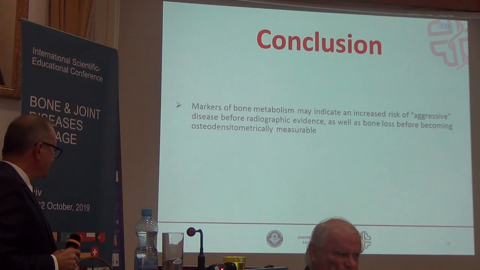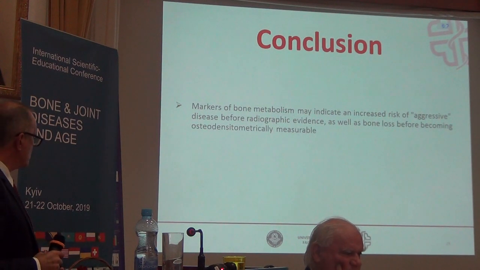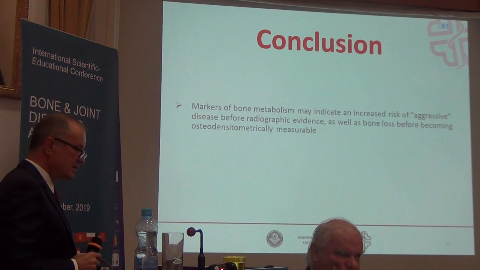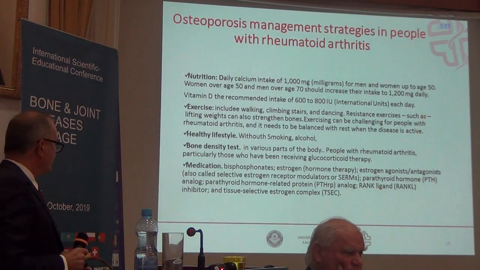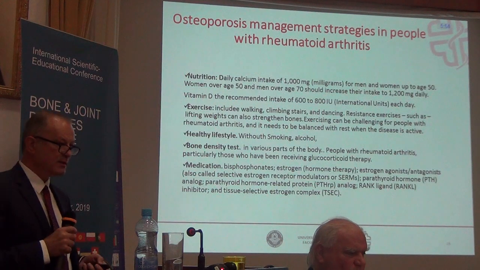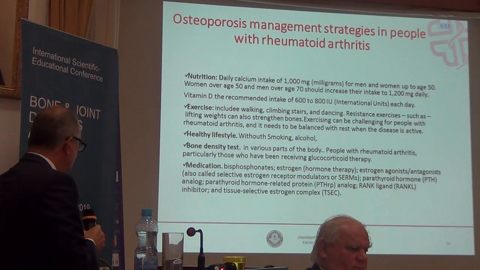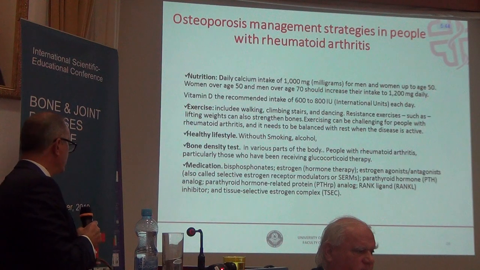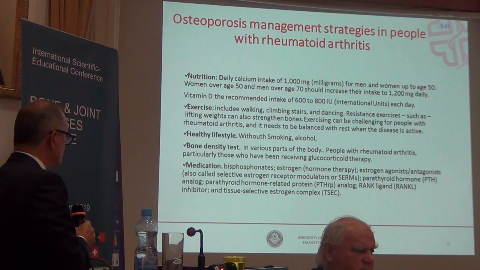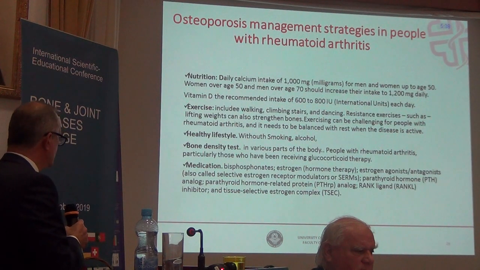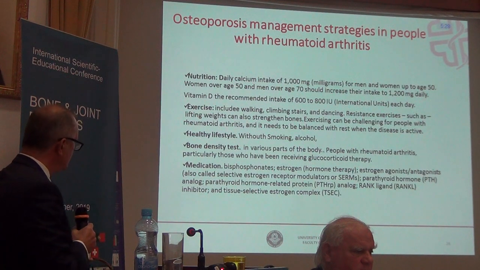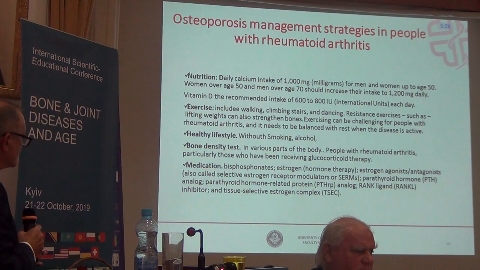Markers of bone metabolism indicate an increased risk for aggressive disease before radiographic evidence, as well as bone loss before becoming osteodense histologically measurable. The management strategies in the case of rheumatoid arthritis are, let's say, so simple. Nutrition: we recommend daily calcium intake of 1,000 milligrams for men and women up to 50, and women over age 50 and men up to 70 should increase their intake to 1,200 daily.